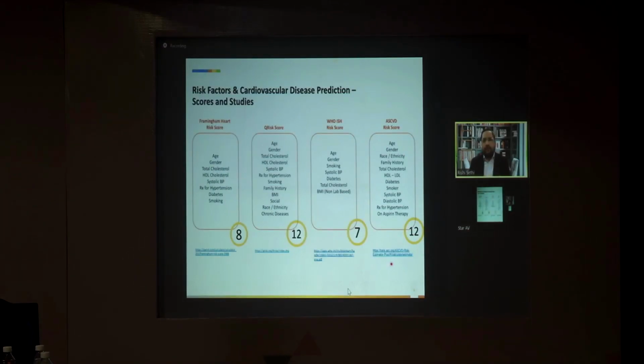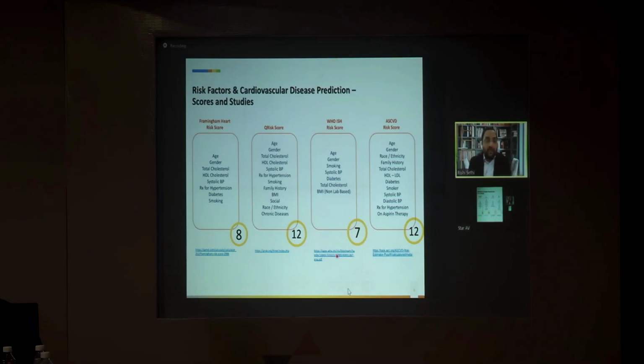Now, apart from the AI risk scoring systems that we will speak about as the presentation goes, we already have a host of other risk prediction models in cardiovascular diseases. For example, the Framingham Heart Risk Score, the QRisk Score, the WHO Risk Score, the ASCVD Risk Score. These risk scores take into consideration anywhere between 7 risk factors in the WHO Risk Score and 12 risk factors in the ASCVD and QRisk Scores. And they have online computing tables where you can go to these websites and calculate the risk of any individual. So these risk scores have been available for a long period of time with physicians, and we have been using them.